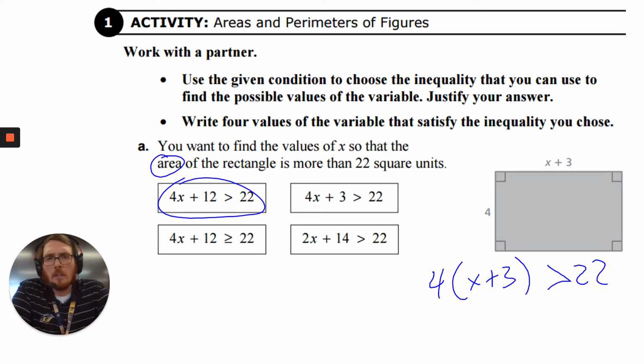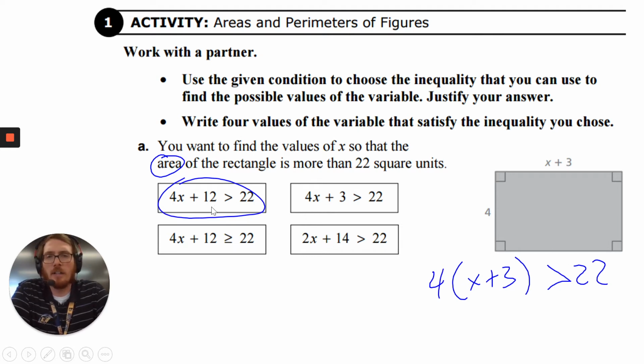A lot of what we're going to look at is just some setups. We're not going to focus as much on the second bullet point, which is what are some values that would satisfy this inequality. We're going to focus on getting it set up instead. So this says you want to find the values of x so that the area of the rectangle is more than 22 square units. So area is length times width, so that would be 4 times the quantity x plus 3 has to be greater than, more than, the area of 22.